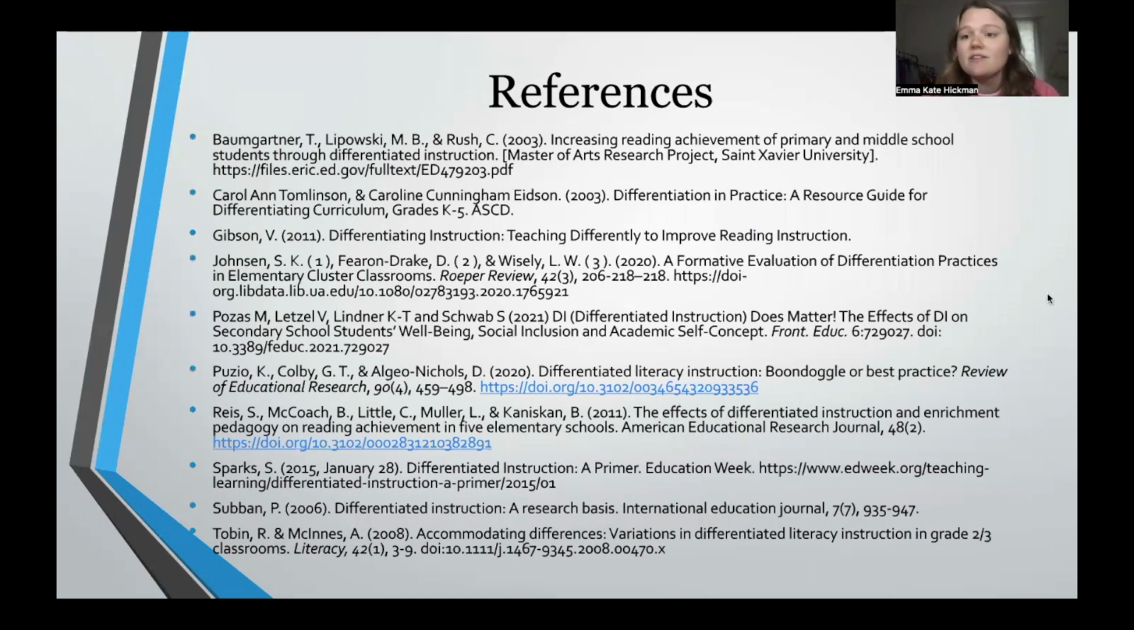So this is our last slide of our presentation. This is just our references that we used through our literature review, so you can see where all of our information came from. But this concludes our presentation on why differentiation is so important for reading instruction.